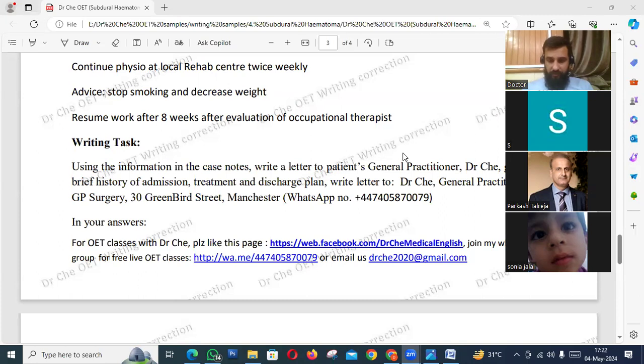Why is this information important? So we don't need to write the past history, medical history, social history because he knows everything. Yes, the GP knows these things. It's a known case for the GP, so you don't need to repeat this information.